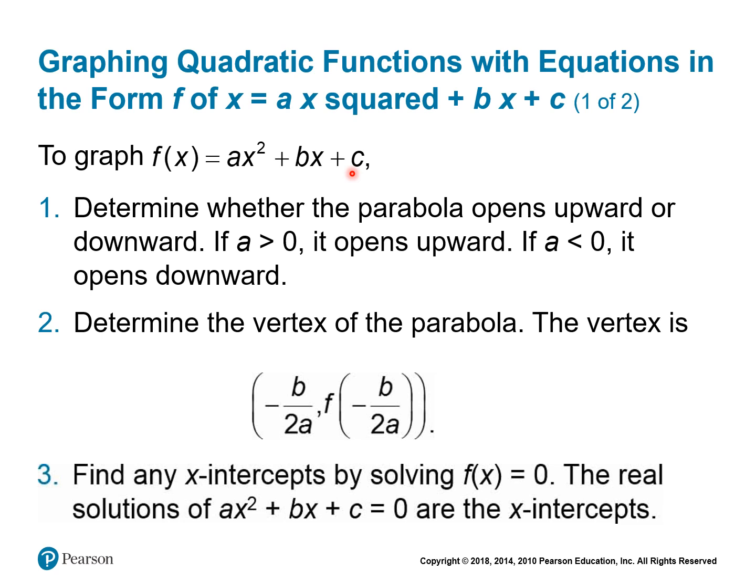If it cannot be factored, we have to find some other way of solving it using the quadratic equation formula or the square root method or whatever it may be. All right. So find any x-intercepts by solving f of x equals 0. The real solutions of ax squared plus bx plus c equal to 0 are the x-intercepts.